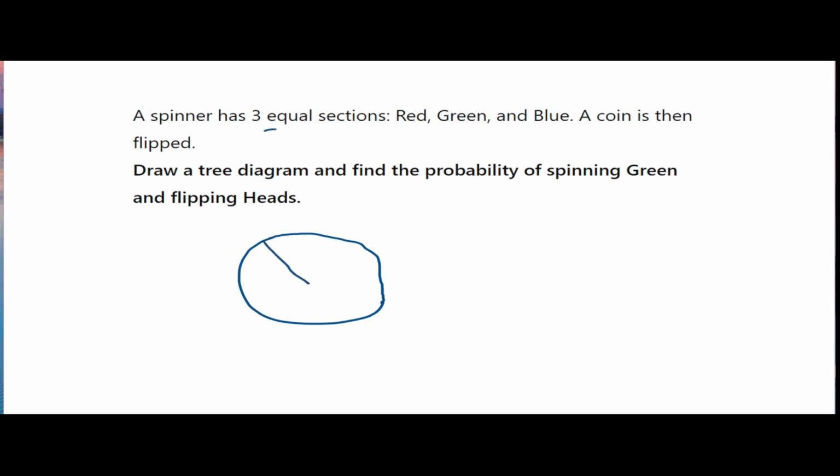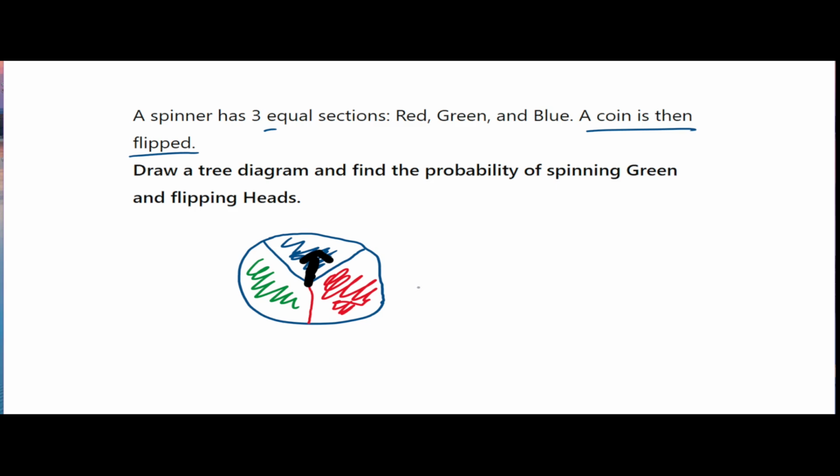Okay. So this one is going to be blue. This one is going to be red. And this one is going to be green. And they have equal amounts. And then there is a spinner, which kind of spins around until it stops. So the probability of getting any of these is 1/3.